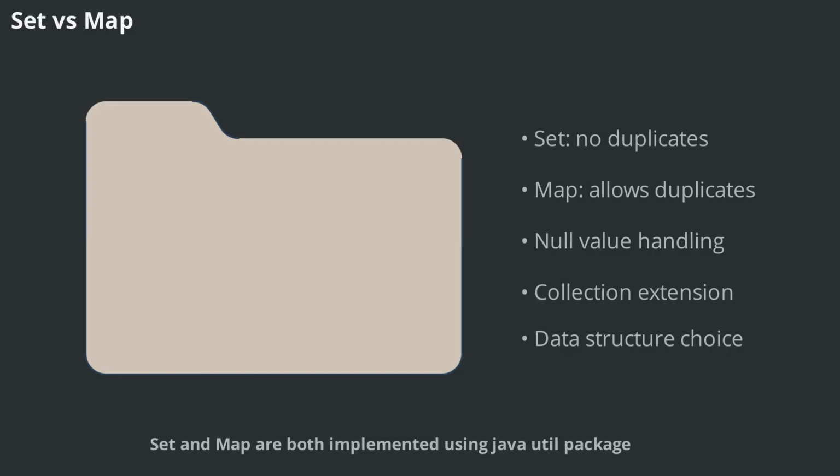Set and map are both implemented using Java, util package. Set extends the collection interface and does not allow duplicate values, while map does not extend the collection interface and allows duplicate values. Set can store only one null value, whereas map can store multiple null values. Understanding these differences helps you select the right structure for your data.